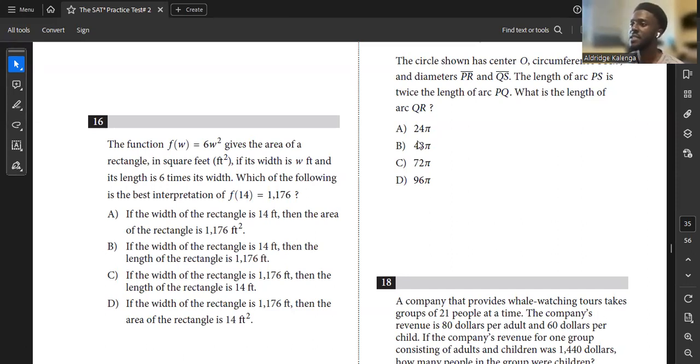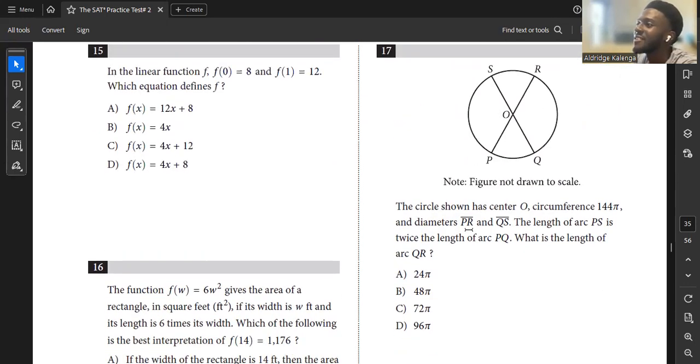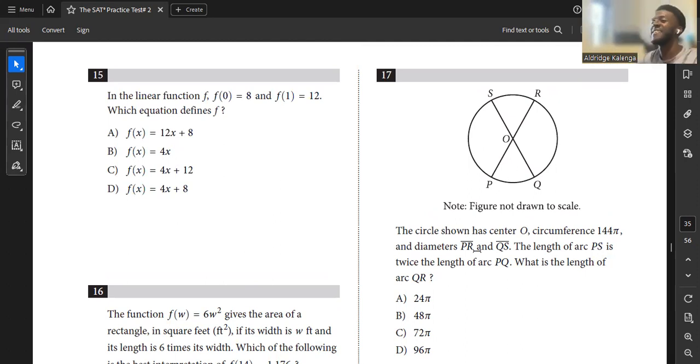All right, let's look at question 17. Let me scroll up some more. Oh, sorry, my bad. Let's look at question 17. I don't even know what I was looking at myself. So that's the circle here.